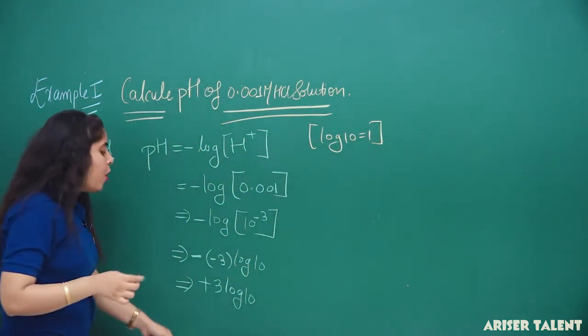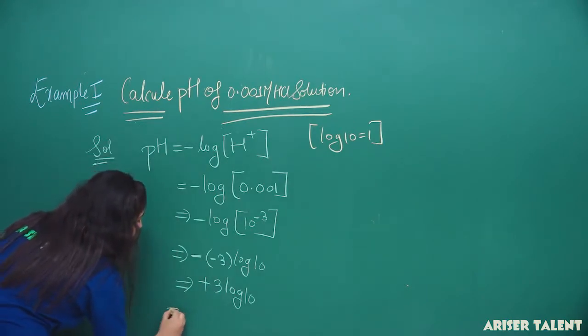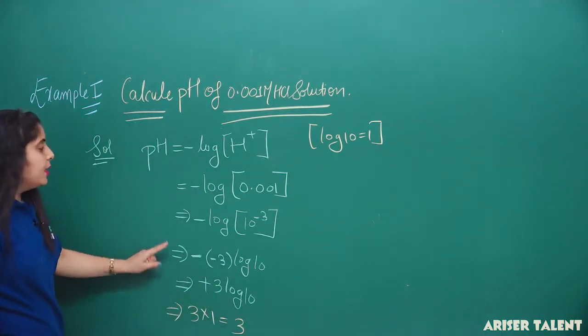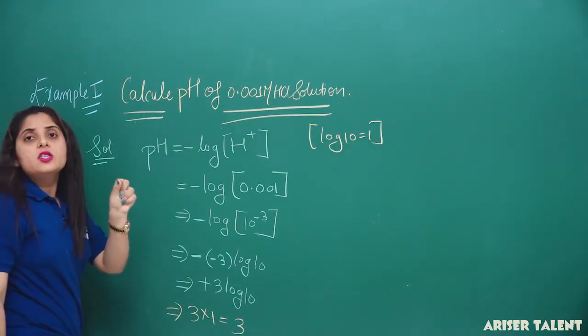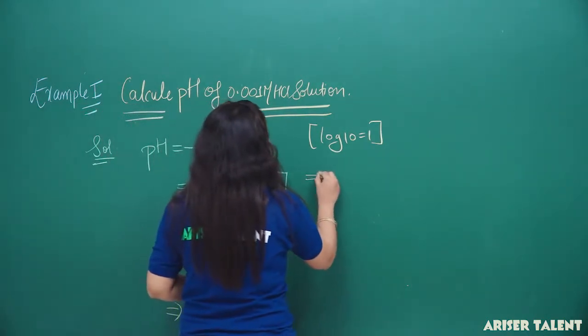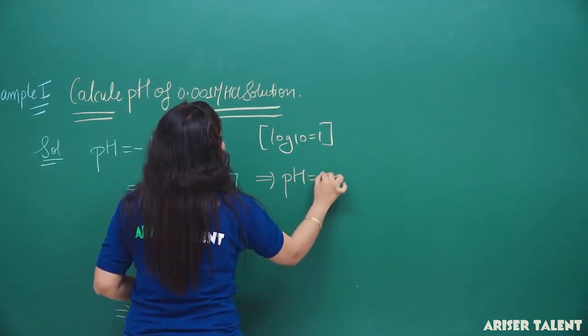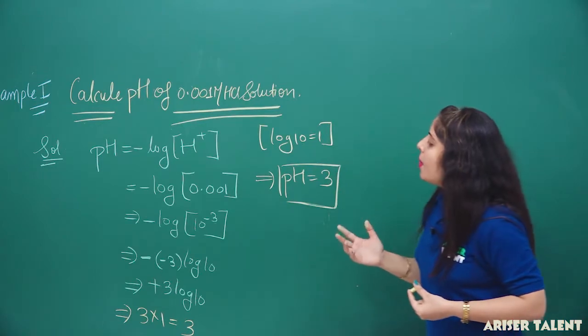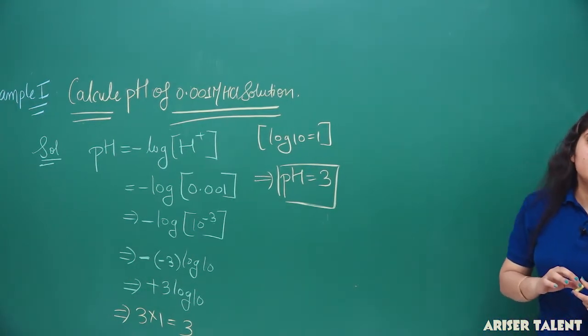So the value of log 10 will be equal to 1. So it came out to be 3 into 1, that is equal to 3. So the pH of 0.001 M HCl will be 3. So the answer here will be 3. So this is all about the calculation of the pH of any solution.